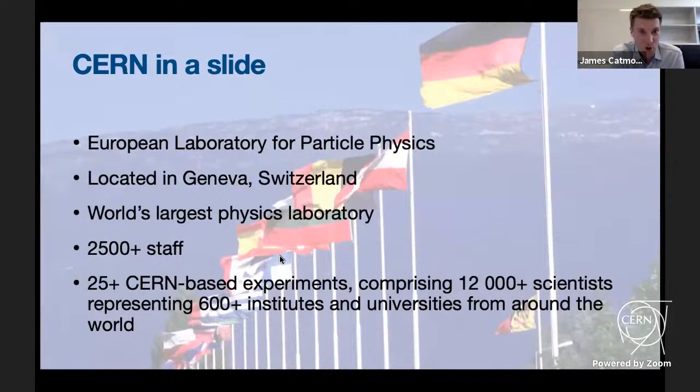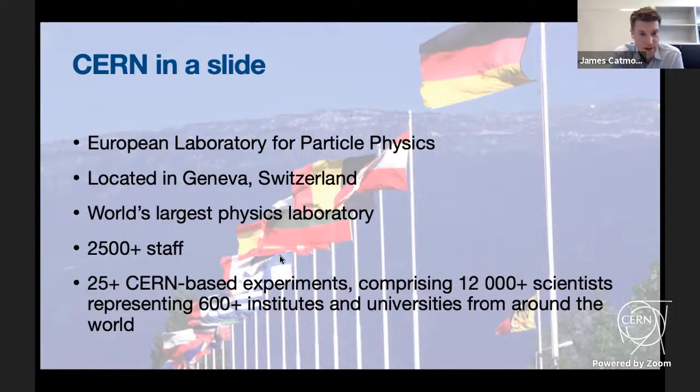So I'm now going to change topics slightly and talk a bit about CERN and Atlas before I bring the two topics together. So in one slide, CERN is the European Laboratory for Particle Physics. It's located in Geneva in Switzerland. It's the world's largest particle physics laboratory.